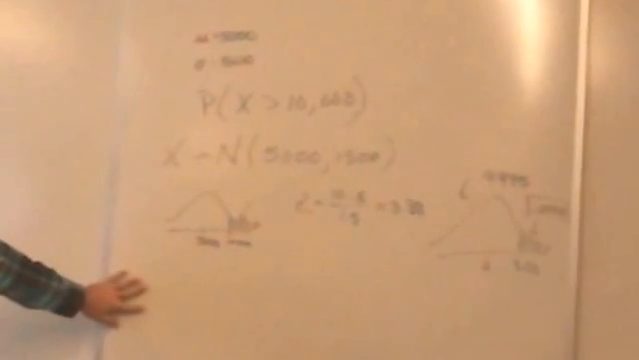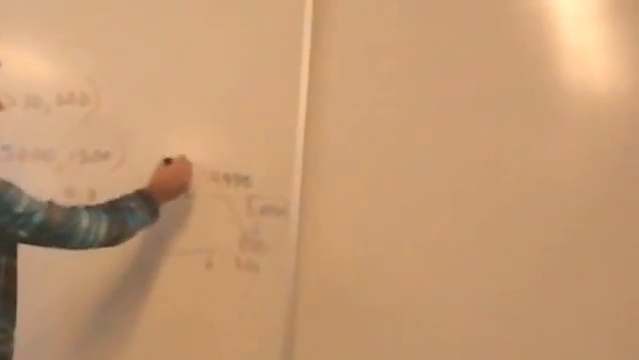Is there another homework question? Can you tell me what the number is? Yeah, just 1 minus this. So 1 minus 0.9995. Any other questions?